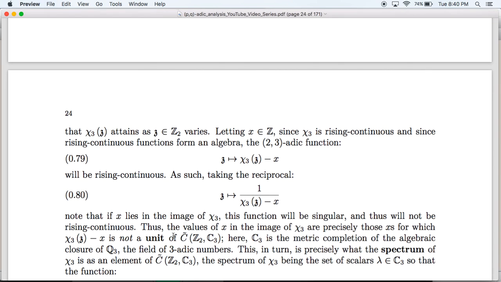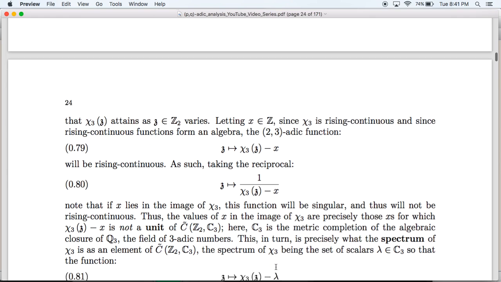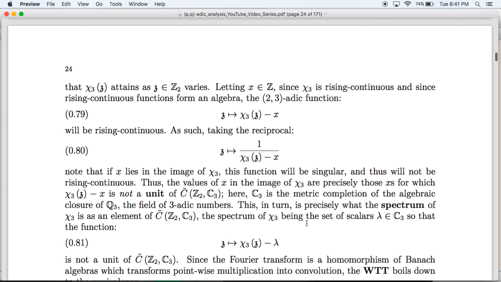So in that sense, the spectrum of chi3 in here, the algebra of rising continuous functions from the two-adic integers to the three-adic complex numbers. That's the metric completion of the algebraic closure of the field of three-adic numbers. So the spectrum of chi3 is precisely the set of scalars for which this thing is not a unit.